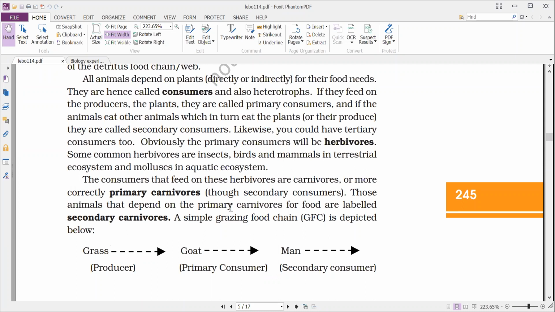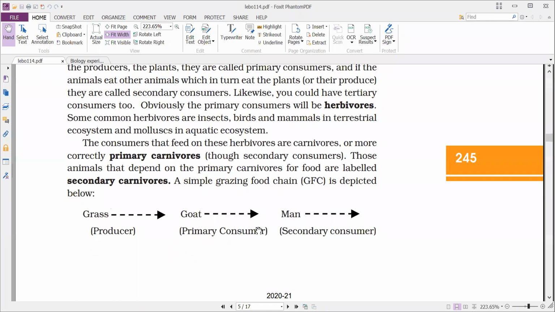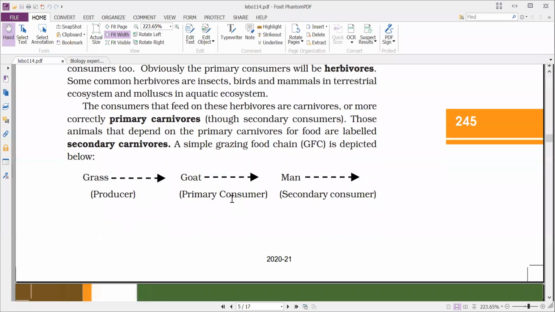When you observe the grazing food chain, you can see one grazing food chain mentioned here: grass, goat, and man. Here the grass is the producer, the goat is the primary consumer, and man is the secondary consumer. That means a primary consumer we can say is a herbivore, and a secondary consumer we can call a carnivore.